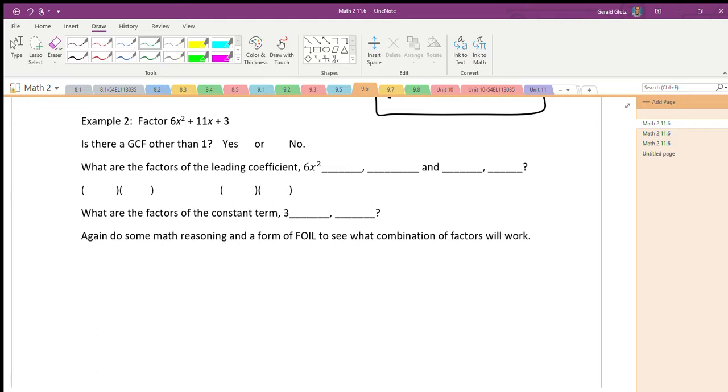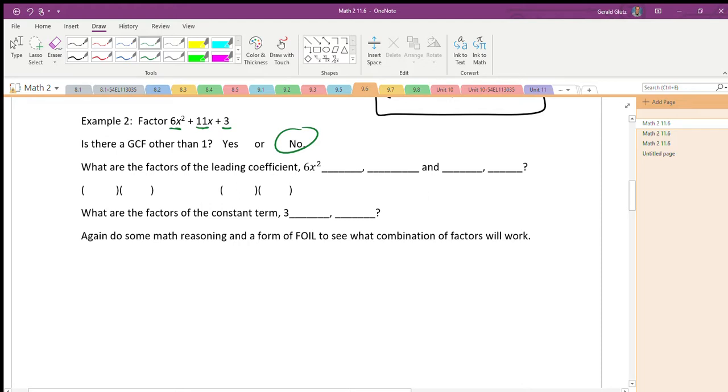On number 2. So again, first thing we check for, look at all 3 of these terms. Do they have a common factor or a GCF bigger than 1 or different than 1? So does the number go into 6, 11, and 3? No, only 1 goes into all 3 of those. And they do not all have an x, so the answer is no.